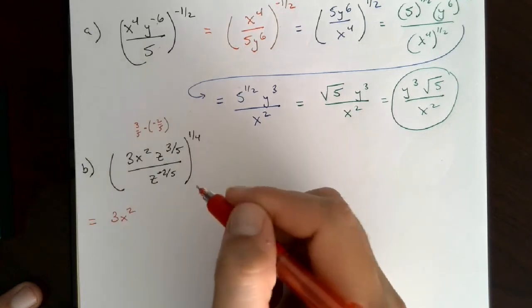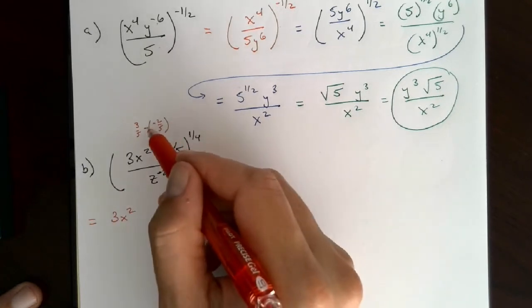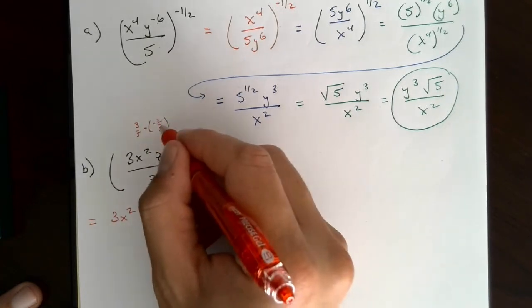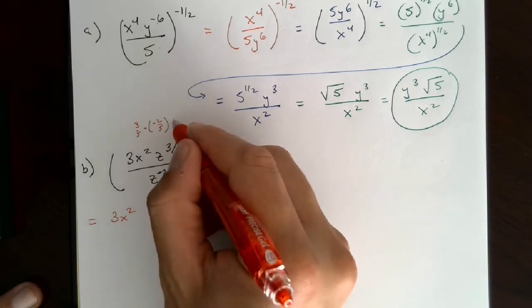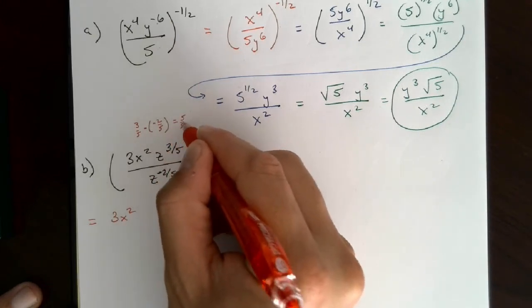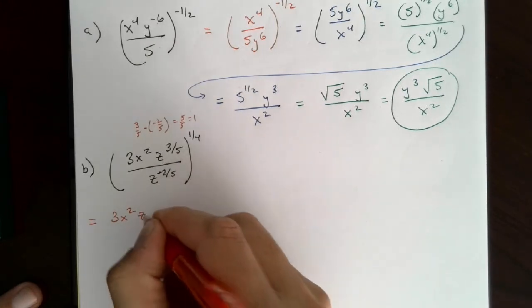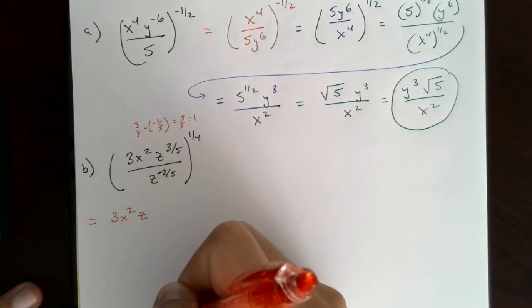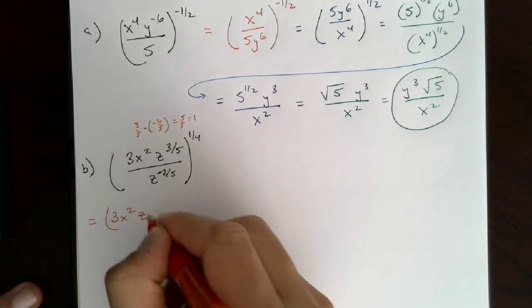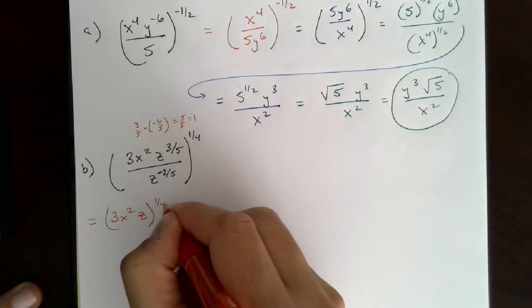Remember what that means. If I'm subtracting a negative, it really means that you're going to add these, right? So this becomes 3/5 plus 2/5, which equals 5/5, which really equals 1. So the exponent on z, when you do this division, is just z to the first power. And then this whole thing is being raised to the 1/4 on the outside.